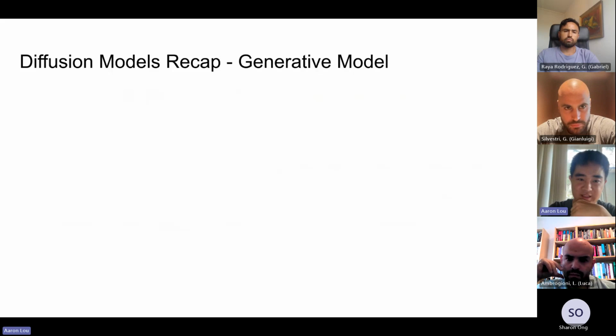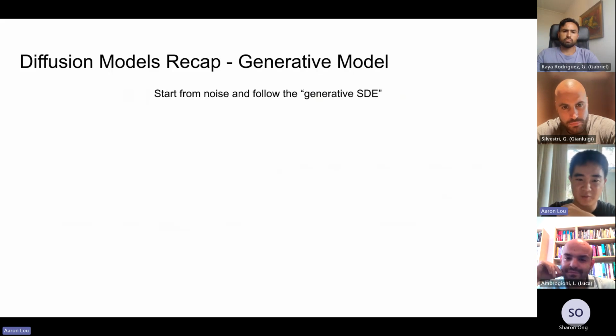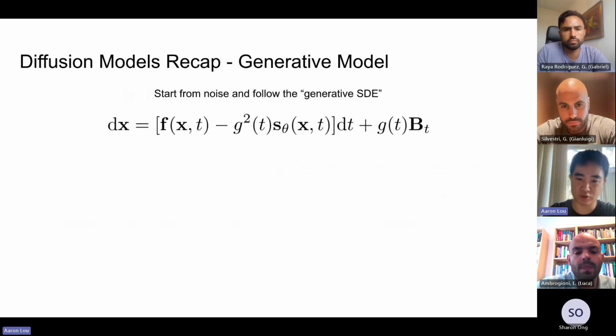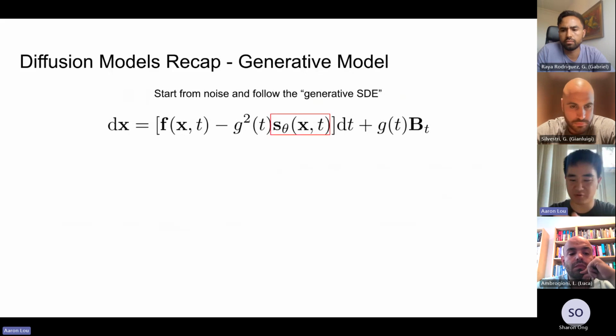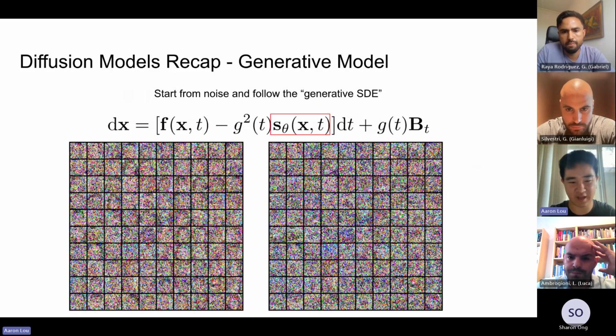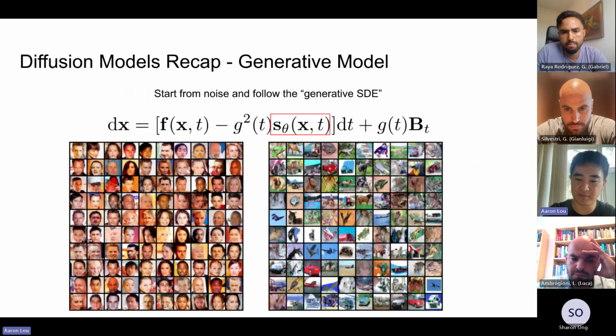And so yeah, we can put everything together. So we start from noise. We follow the following generative SDE, where S theta takes the place of our ground truth score function, where we want S theta according to our score matching loss. And then, once we follow it, we can generate samples by starting from random noise and iteratively following this SDE to generate high dimensional samples, like images, for instance, as shown here.